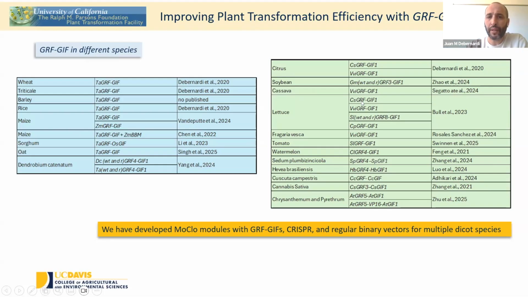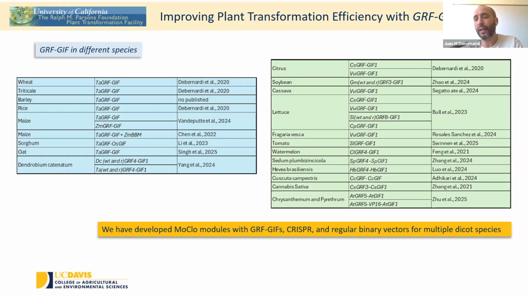And then there are multiple other examples of the use of GRF-GIF in dicots, as I include here. As I mentioned before, we have developed Mock-clone models for several GRFs from multiple species. We have CRISPR vectors and regular binary vectors that are very easy to clone. If you need something, you can contact me and I will share with you, no problem. The idea is that you can have easy-to-clone vectors, and those are available. We use most of them for our service in the transformation facility.